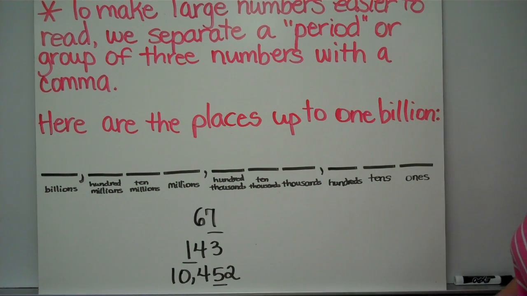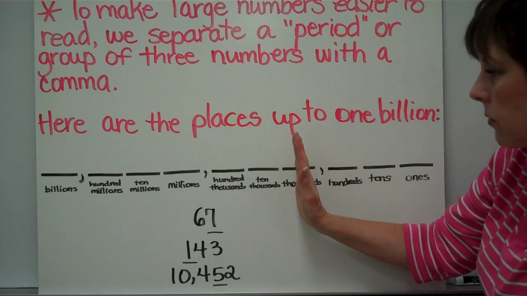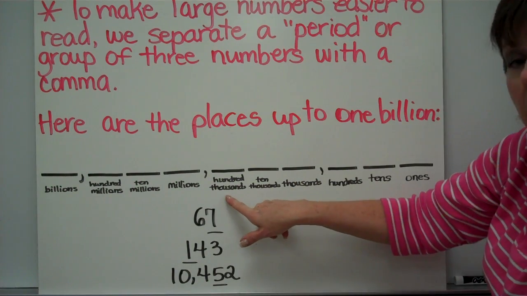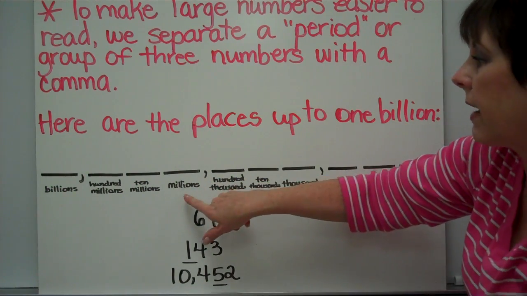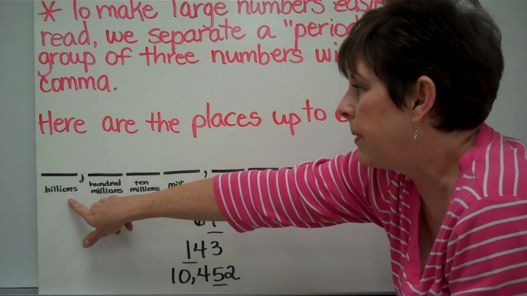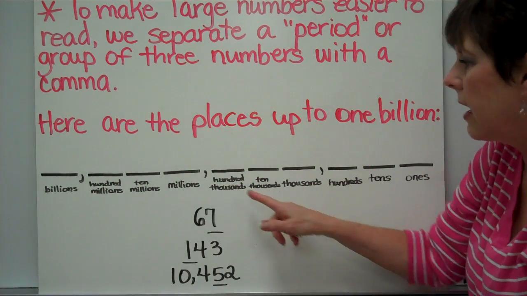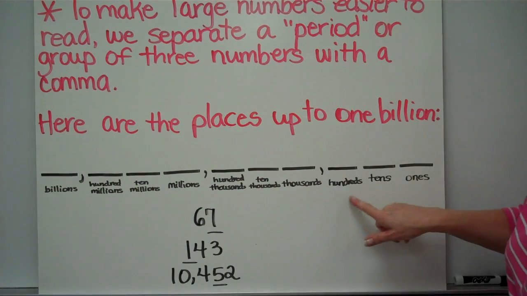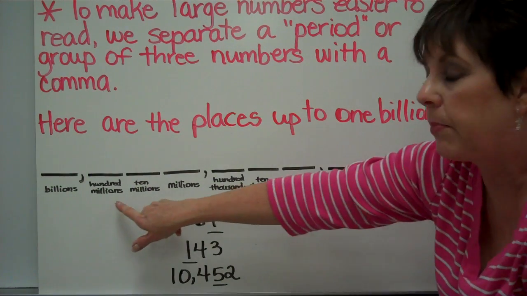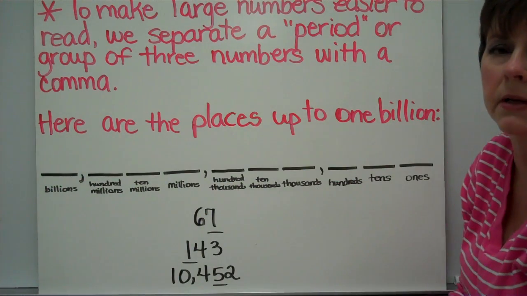Now, here are the places or the place values up to 1 billion. We have the ones, the tens, the hundreds, the thousands, the 10,000s, the 100,000s, comma. We have the millions, the 10 millions, the 100 millions, the billions. If we were to keep going, 10 billions, 100 billions. Notice that there is a ones, tens, and a hundreds in every period. This would be a ones, a tens, and a hundreds. And same thing with the billions and the trillions.